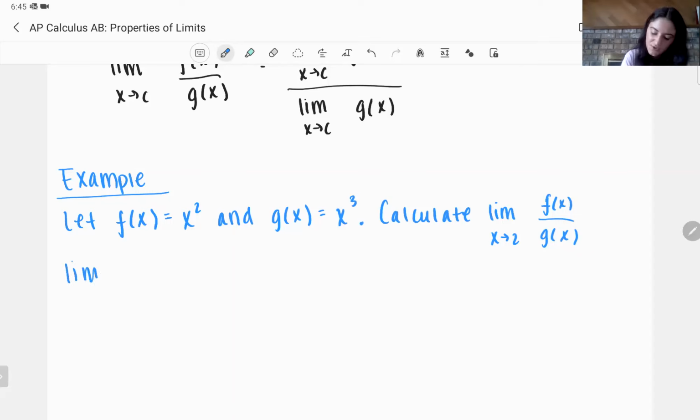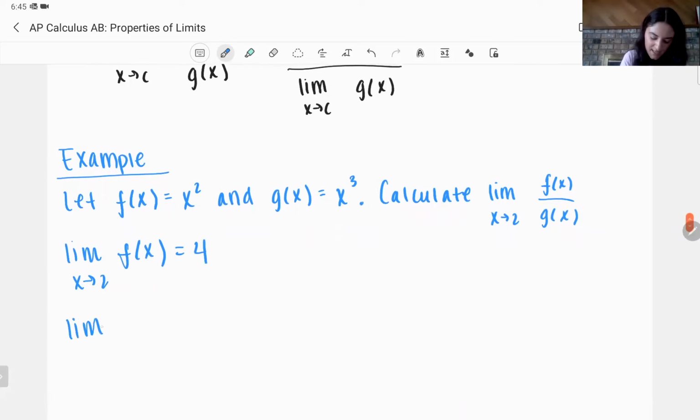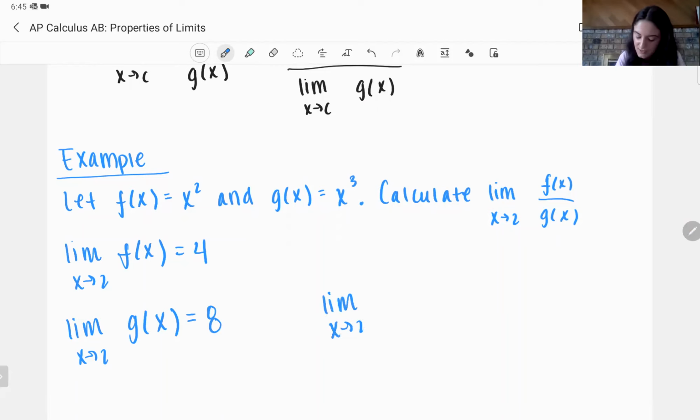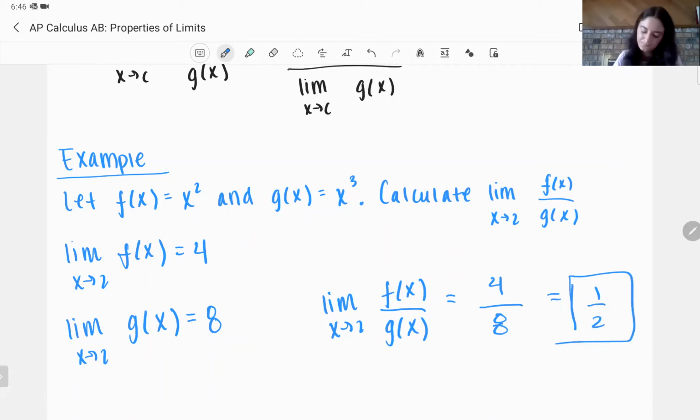So like all the others, we'll just start by calculating the limit as x approaches 2 of f of x. And that is going to be equal to 4. And then the limit as x approaches 2 of g of x is going to be equal to 8. So to get our final answer, the limit as x approaches 2 of f of x divided by g of x, we just need to take the limit we got for f of x, which was 4, and then divide it by the limit we got for g of x, which is 8. And that simplifies to 1/2. So that would be your final answer.